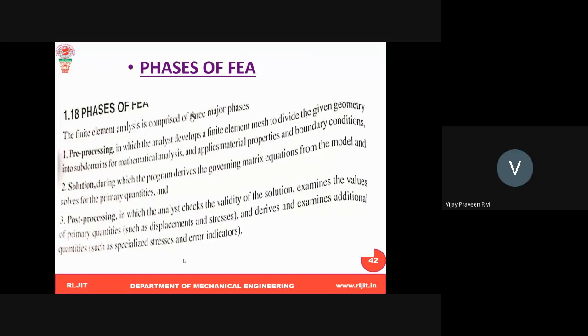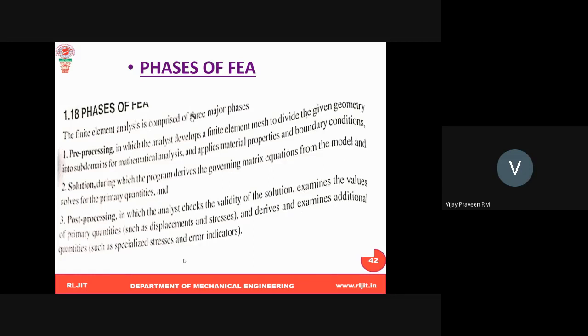See, pre-processing is a very important step. If you make any mistakes in the pre-processing, your entire result will be wrong. So pre-processing is a very, very important step. How are you going to discretize? How are you going to apply the boundary condition? How will you model the geometry? How will you give the material property? It matters a lot.